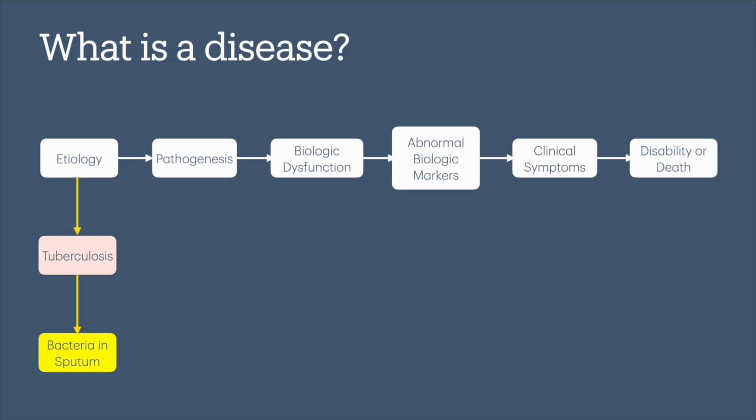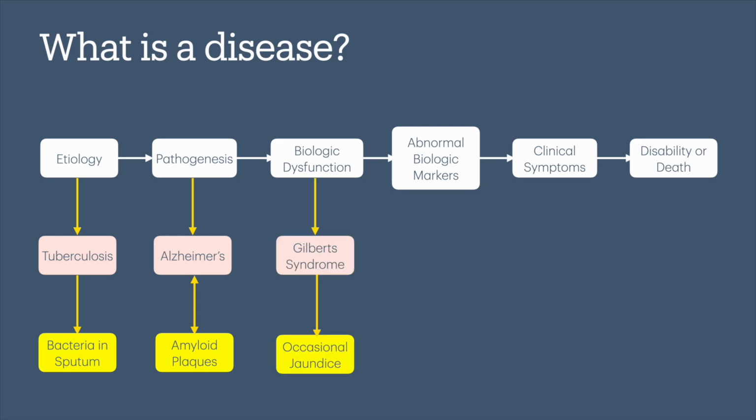Next is pathogenesis, which refers to the early biologic changes that happen as a disease begins to develop. For instance, in Alzheimer's disease, amyloid plaques and neurofibrillary tangles start forming in the brain long before symptoms like memory loss appear. Moving along the pathway, we have biologic dysfunction. Gilbert syndrome is an example. It's a harmless condition where the body has trouble removing bilirubin, leading to mild jaundice.